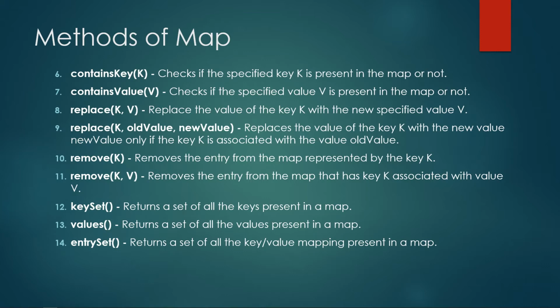Next we have the key set method. This returns a set of all the keys present in a map. Next we have the values method. This returns a set of all the values present in a map. And the entry set method. This returns a set of all the key value mappings present in a map.